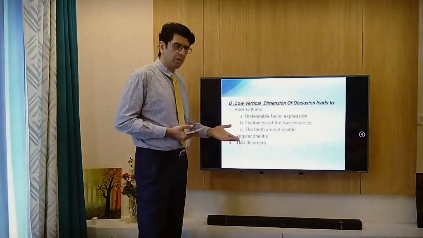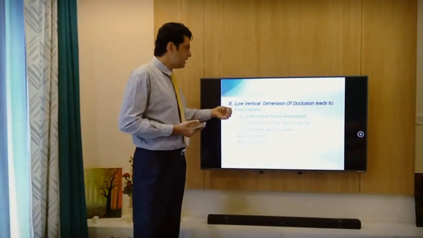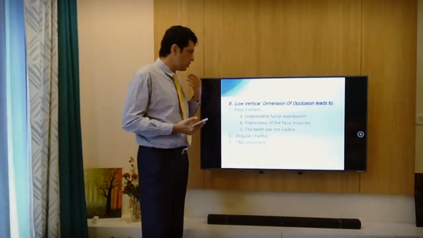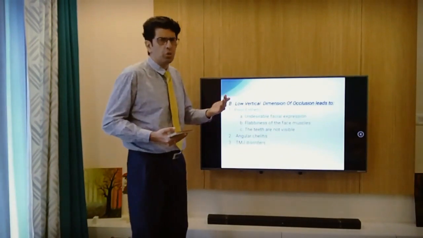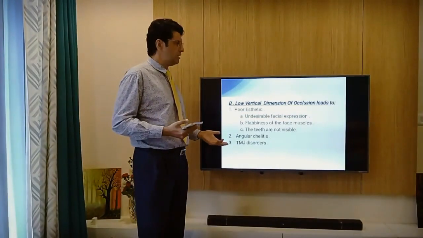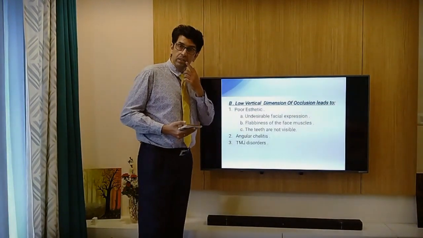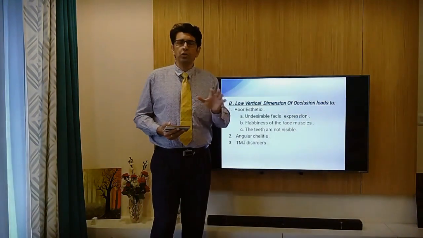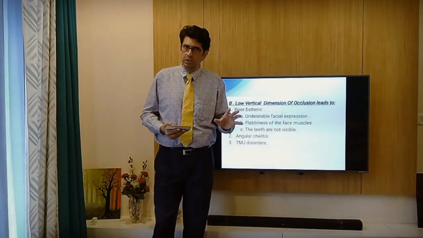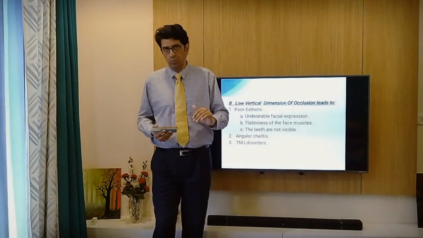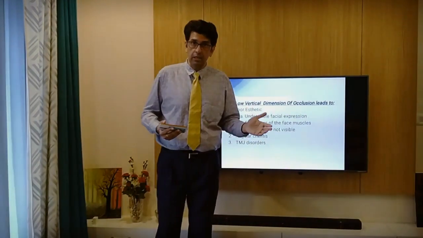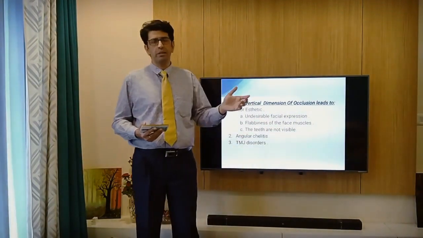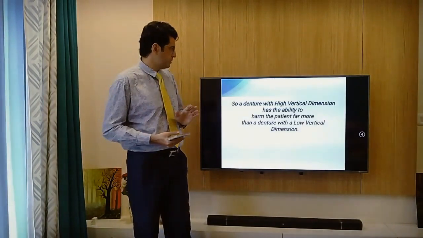A low vertical dimension, on the other hand, you have poor aesthetics, undesirable facial expression, always looking very sad, right? Flabbiness of the facial muscles not supported well. The teeth are not visible, doesn't look as though he has teeth, looks as though he doesn't have any teeth, right? Angular cheilitis, okay, and TMJ disorders. So it is not good to have an improper vertical dimension of occlusion, be it high or be it low. But if you're going to make a mistake, you'd rather make it on the side of being low slightly rather than being high, because high really will be disturbing to the patient.